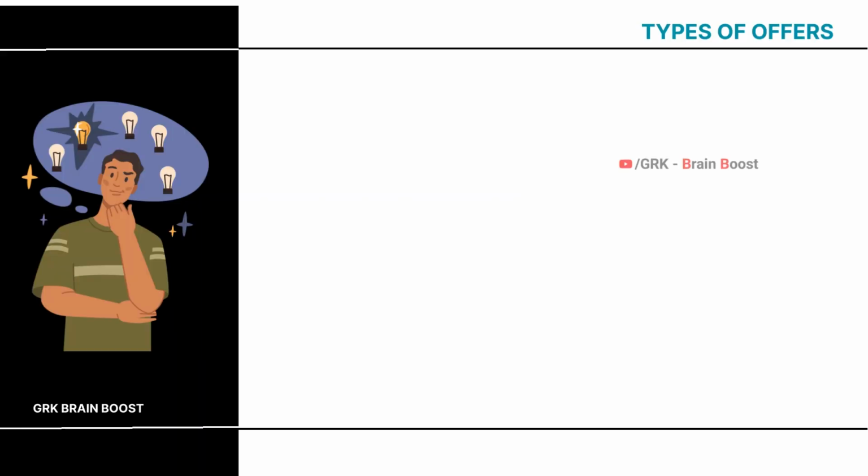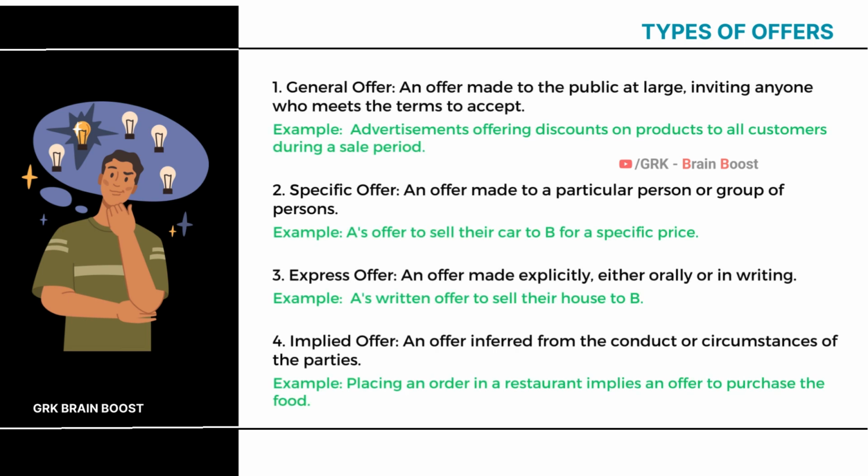Types of offers. General offer. An offer made to the public at large, inviting anyone who meets the terms to accept. Example, an advertisement offering discounts on products to all customers during a sales period. Specific offer. An offer made to a particular person or group of persons. Example, A offers to sell their car to B for a specific price.